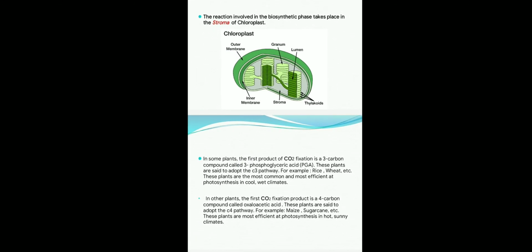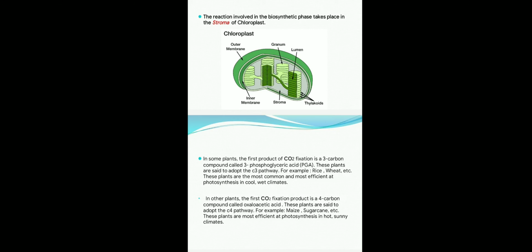So you can see the biosynthetic phase, or dark reaction, occurs in the stroma part of the chloroplast. Second thing I told you: if CO2 is fixed and a 3-carbon compound is formed, this is PGA. And this cycle is called the C3 cycle, or C3 pathway. Plants like rose, mango, rice, wheat, whatever plants you see in cool and wet climates, are C3 plants.